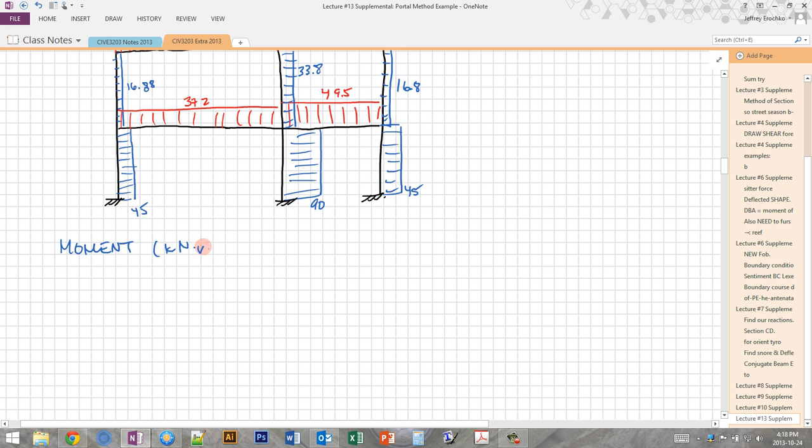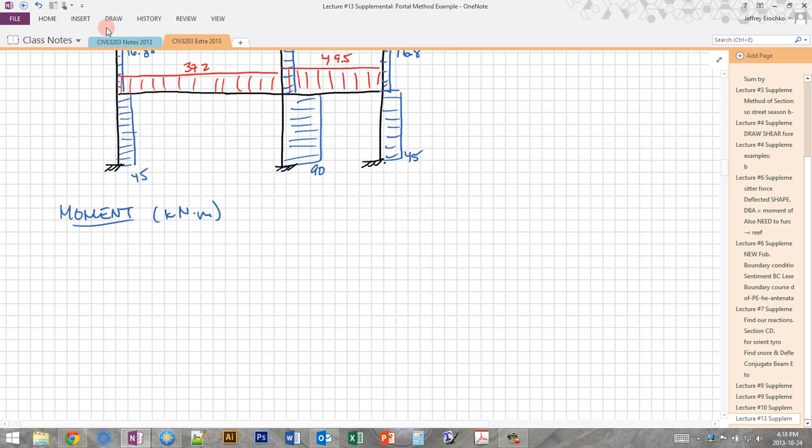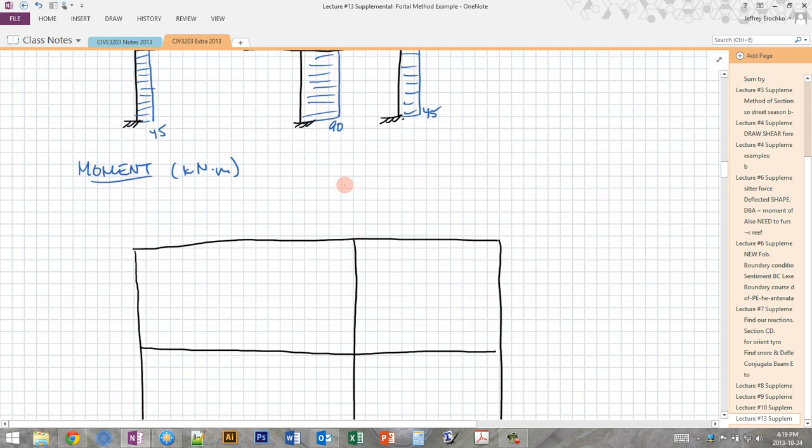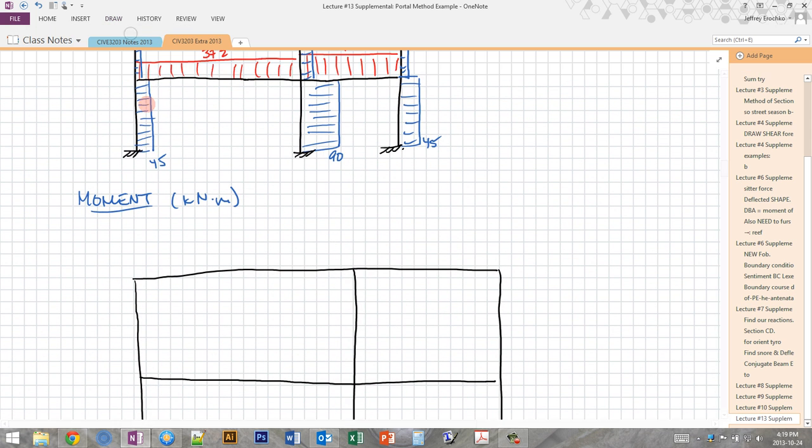And these numbers will be in kilonewtons and meters. It's important to put your units if you're not putting the units on the diagram itself. So I'm drawing this one a little bit bigger, so hopefully we have a little more space for all the moments. Okay, so let's look at moments in the column.